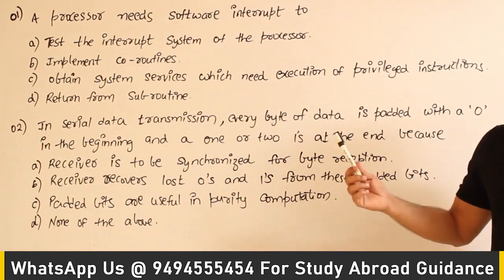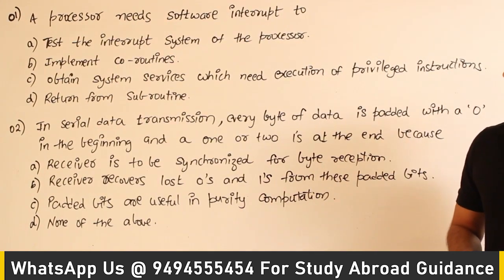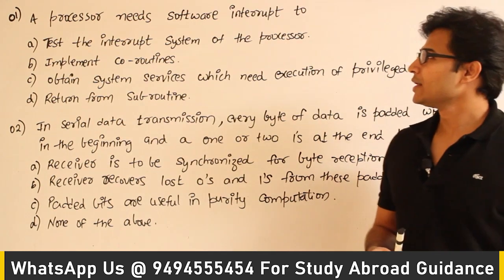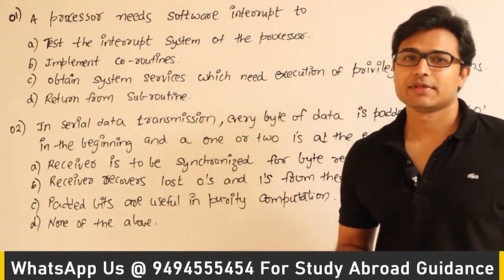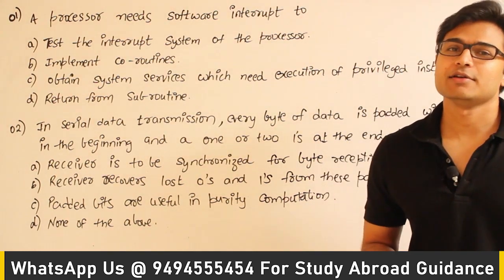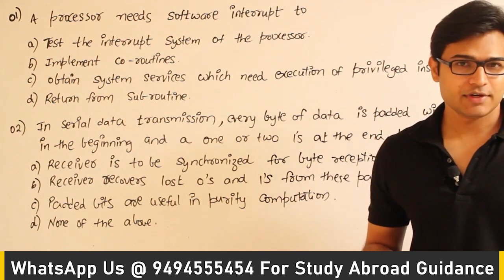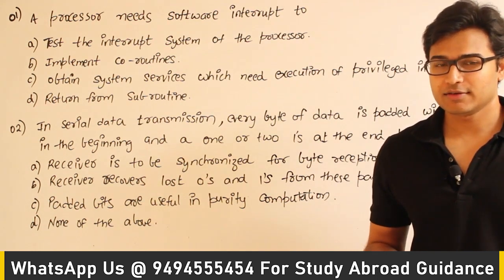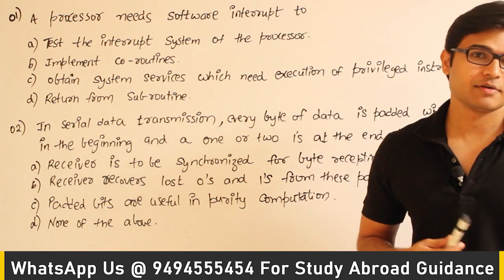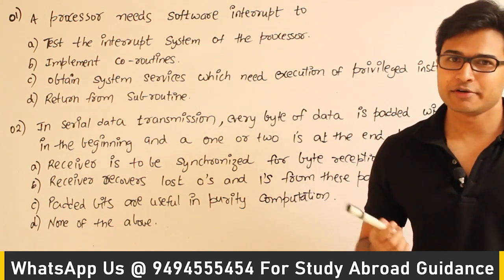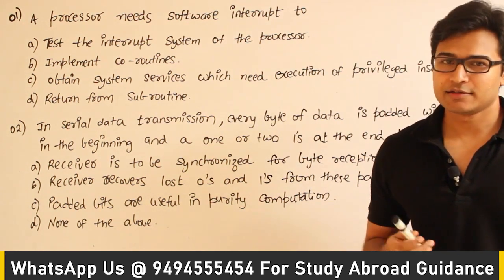Let's see this question. This is asked in GATE 2001. A processor needs software interrupt too. So what happens is interrupts can be required in two ways. One way is whenever a device is ready, it will try to interrupt the CPU. That is when we get the hardware interrupt, which means, let's take an example.